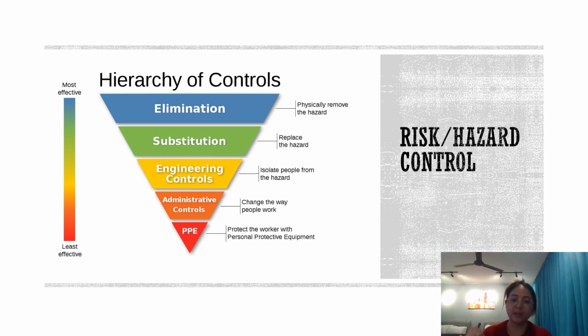The fourth one is administrative control. What is administrative control? Administrative control is where we change the way people work. And then our last and final solution is wearing PPE. How PPE controls the risk and hazard is that it will protect the worker with the PPE that we provide for our workers.